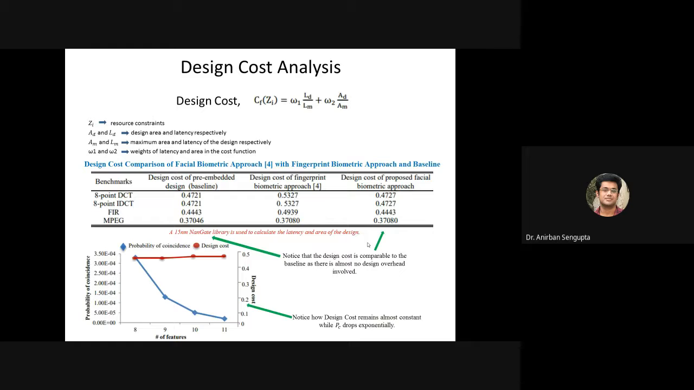In terms of the design cost, we see pretty much similar to what we expected, that the design cost overhead is nominal or almost 0% in most cases. And when we plotted a trade-off between probability of coincidence and design cost, we see that the design cost remains pretty much the same, and the PC value reduces gradually as we keep increasing the number of features from 8 to 11.